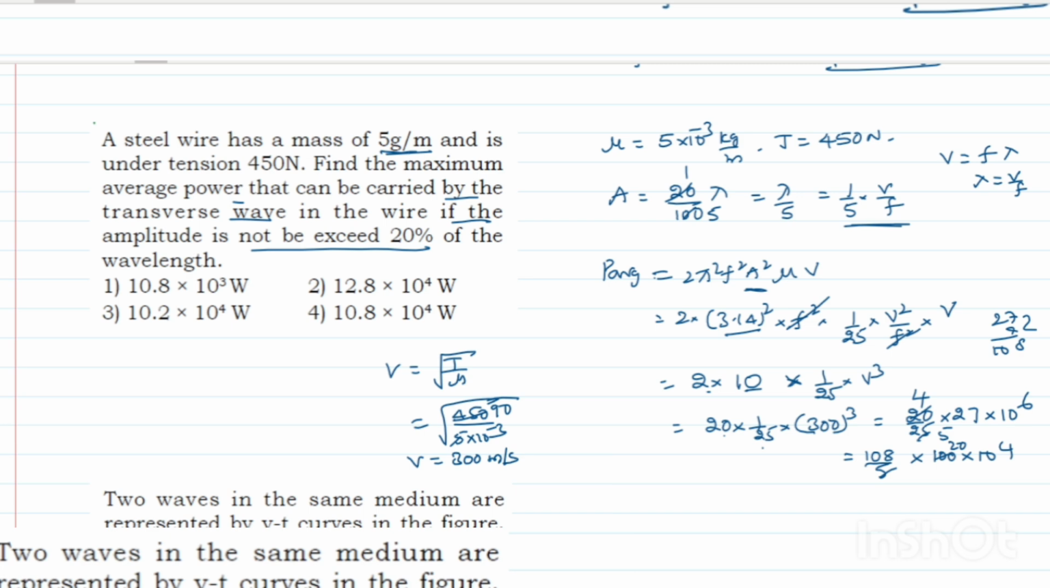To mu square 2 pi square, so v square by 5 5 is 25 f square, and by 25. This is P average, students, so you can calculate. Wait a moment, here somewhere we have made a mistake.